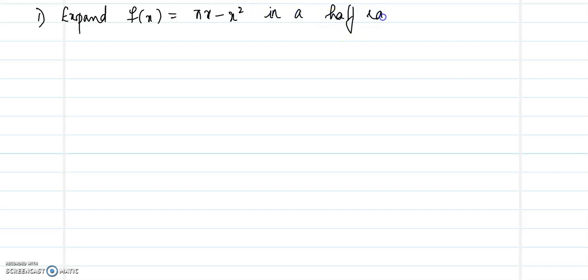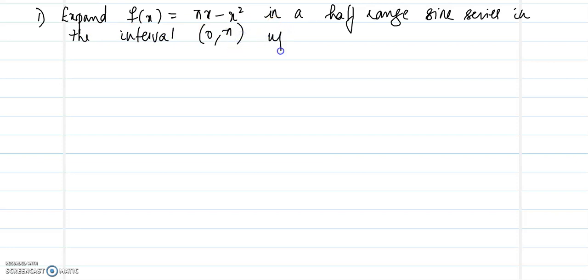Let us expand f of x equal to pi x minus x square in a half range sine series in the interval 0 to pi, up to the first three terms. So the half range sine series is what we need.